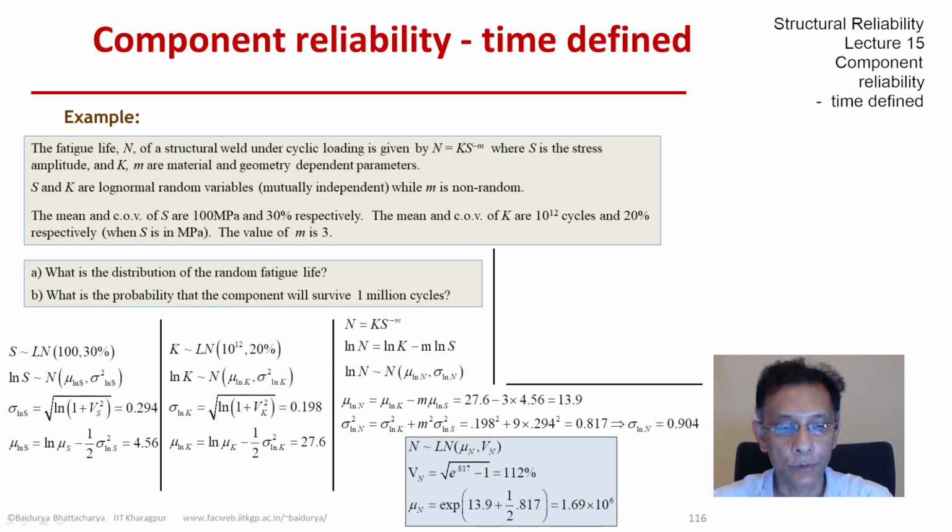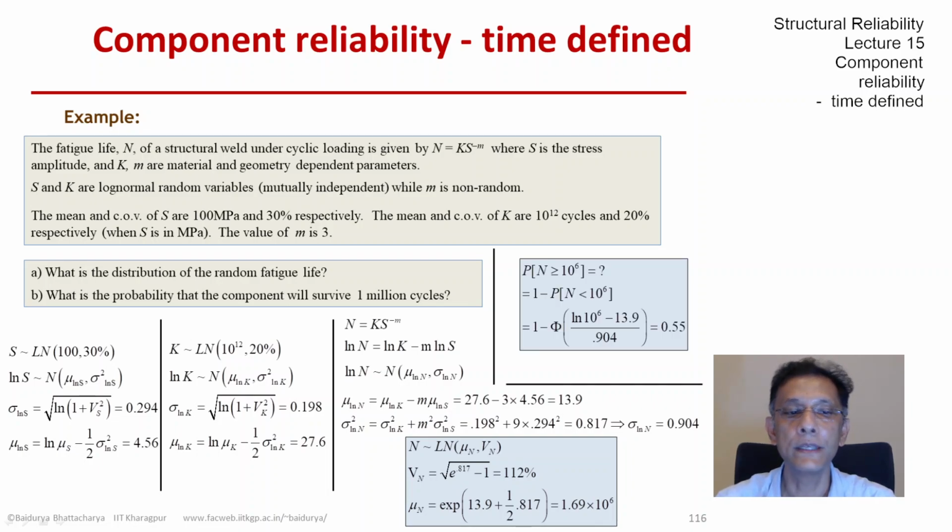So we are now in a position to solve part B, the probability that the component will survive 1 million cycles. So what we are looking for is P of n greater than or equal to 1 million, and we can solve it, take the complement of that, make use of the fact that n is log normal, so log n is normal, bring in the normal distribution function, and the final answer is 0.55. So this would be a way of finding the fatigue reliability.